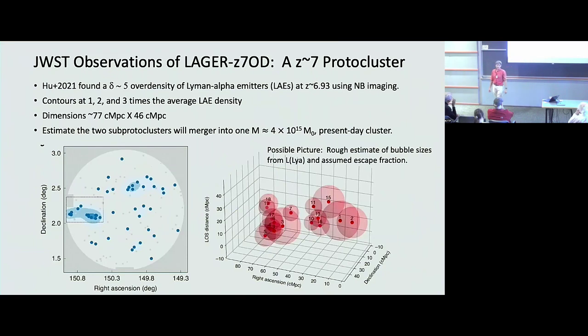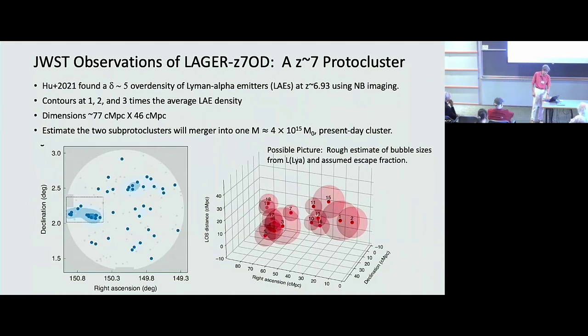And if you were to just estimate the sizes of the ionized bubbles based solely on a very simple estimate from the luminosity of the Lyman alpha emission and an assumed escape fraction, you'd get a picture somewhat like this for 2 clumps of ionized bubbles around these individual Lyman alpha emitters that are overlapping to create this ionized pocket. And you can see here the rough sizes of these structures. And Wei-da estimated in this paper that these 2 sub-protoclusters would eventually merge into one extremely massive structure.